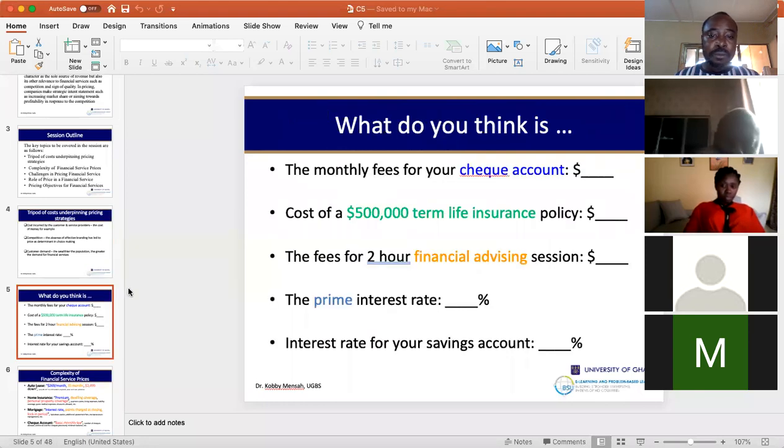Okay, so what do you think about this? Monthly fees for your check account, cost of a 500,000 term life insurance policy, the fees for a 2-hour financial advising session, prime interest rate for your savings, etc. So this is almost like what Michael was telling us about, the breakdown of their services into component parts, and each of these component parts is priced, or a certain amount is allocated to them, in order to come to the bulk pack, isn't it?